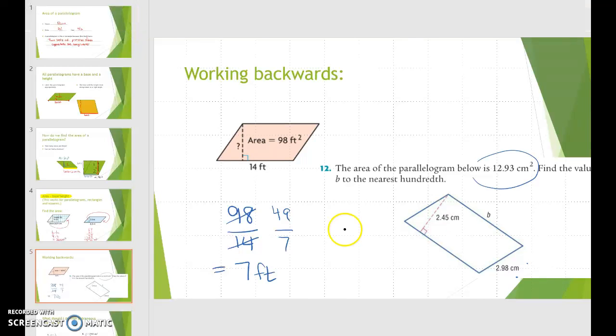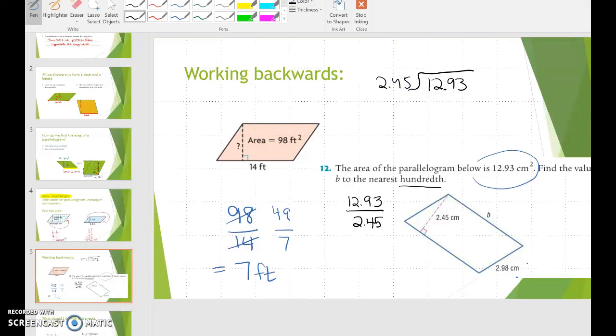So we have to do 12.93 centimeters divided by 2.45. That's going to give us the correct answer. If we divide by 2.98, we're going to be less successful. So I'm sure you all wanted to spend your evening watching me do long division. It's going to be to the nearest hundredth, so what that means is that I am going to stop when I get to that point, okay?